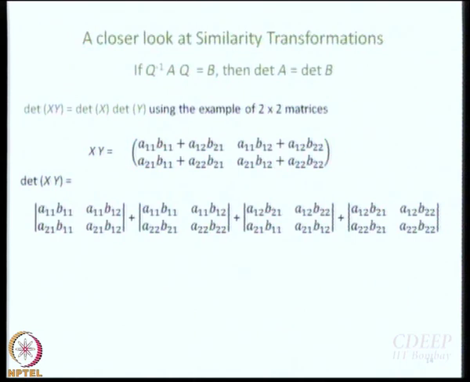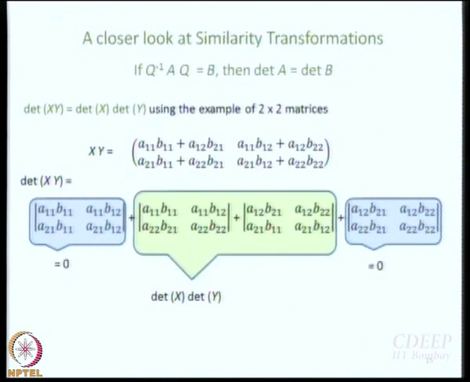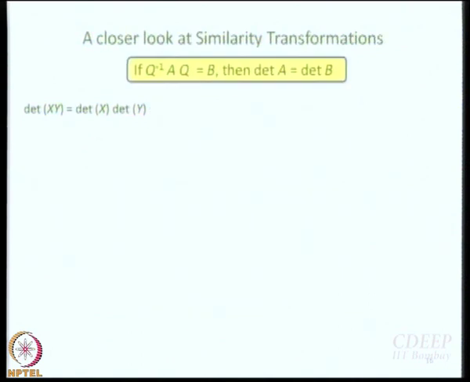I will spare you the trouble and write it down myself. But then you can perhaps figure out that these two determinants are going to be 0. So it is not very difficult to see that this gives you det x into det y. Okay. Now with that we need to see if this is correct or not.